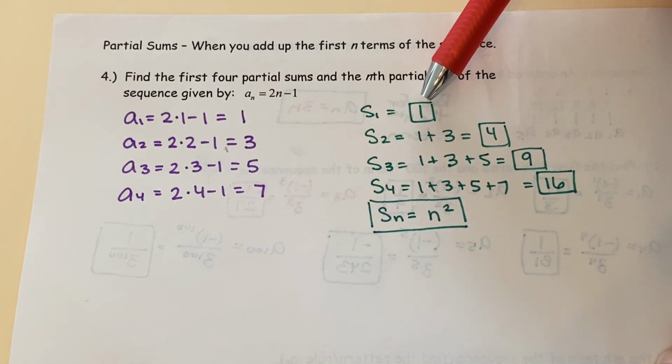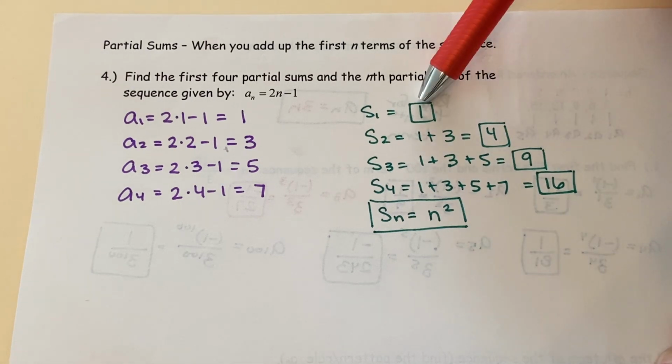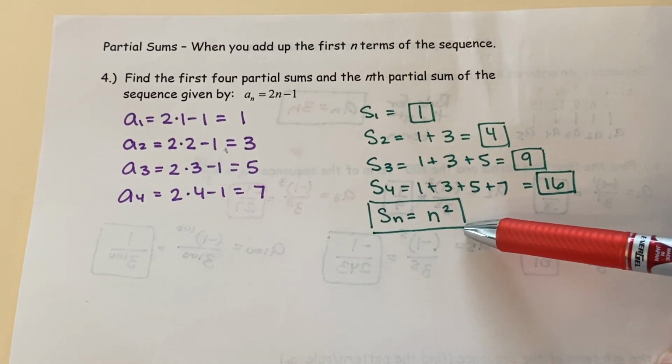If I want to come up with a rule for the sums, I've got sums of 1, 4, 9, 16. These are all perfect square numbers. 1 squared, 2 squared, 3 squared, 4 squared. So the rule for my sum in this case would be n squared.